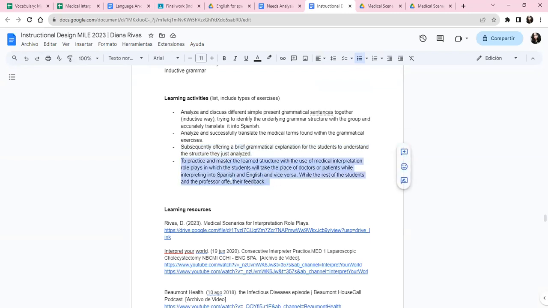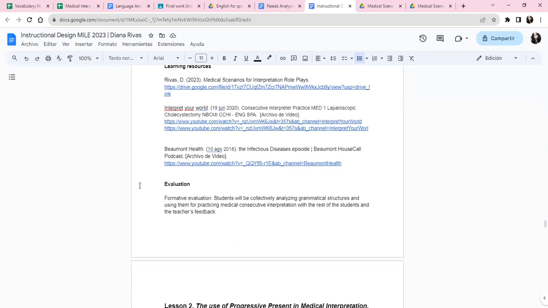And finally, to practice and master the learned structure with the use of medical interpretation role plays, in which the students will take the place of doctors or patients while interpreting into Spanish and English and vice versa, while the rest of the students and the professor offer their feedback.